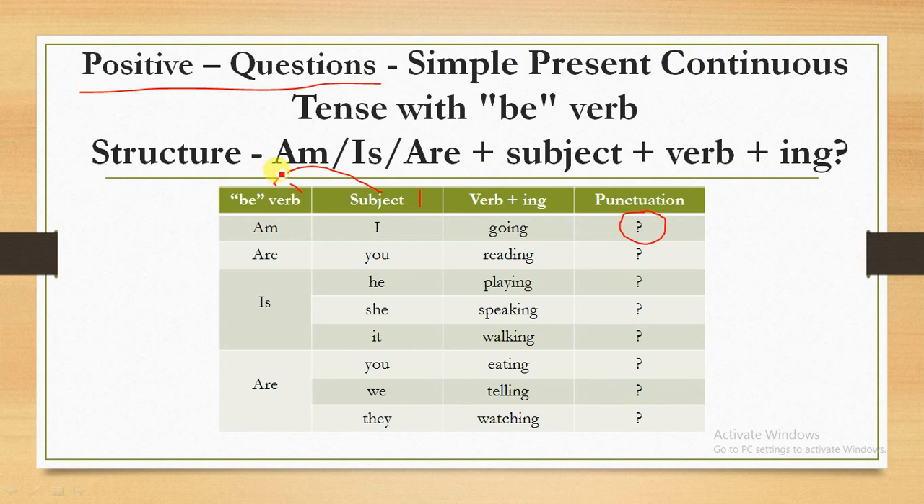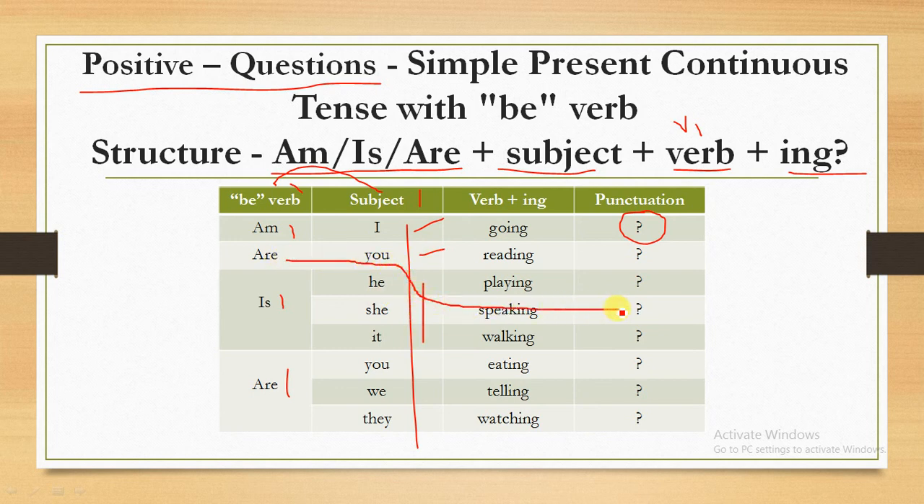So here we will see the structure of these positive question-related sentences. Be verb, meaning am, is, are, plus subject plus verb plus ing. Here we always use the verb's first form, the base form. Am, is, are are the be verbs, and these are our subjects. For example, I is the first person, you is the second person, and he, she, it is the third person. For example, are you speaking, right?